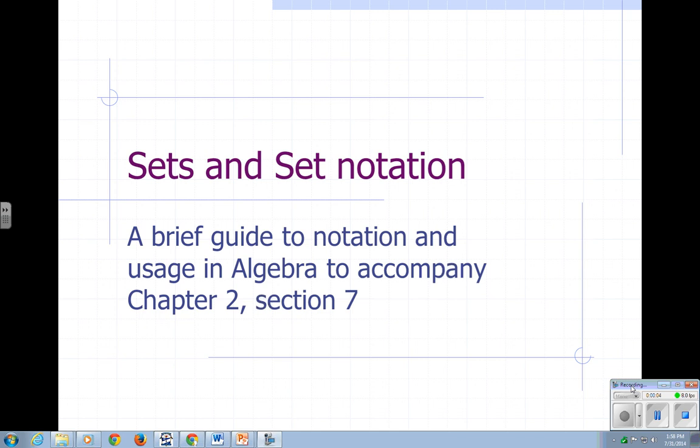Hello everybody, we're going to start our discussion on section 2.7 with a discussion about sets and set notation, a very important topic to understanding the rest of the section and what we're going to be dealing with later when it comes to solving inequalities and other similar things.